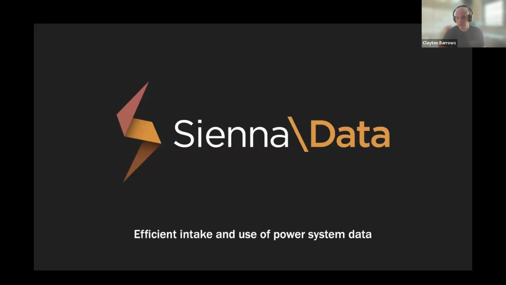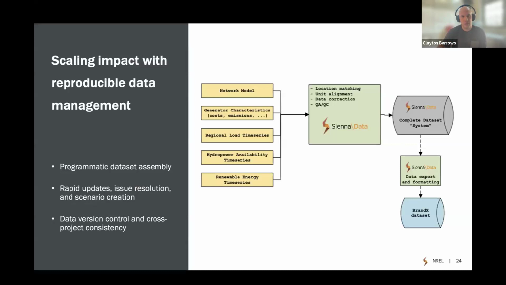I'll step into sharing a little bit of the details about the different capabilities now. So like I said, Sienna Data is really focused on coherent and efficient access to power systems data. And we have a number of capabilities that include reading standard data formats and exploring large-scale data sets with lots of time series data and accessing it to enable downstream modeling capabilities.